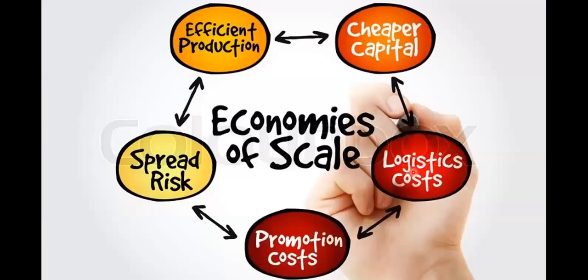What happened there? In economies of scale, you have efficient production, you have cheaper capital, logistic costs, promotion costs, and spread risk, because you're producing a lot of the same, so you don't have a waste. And your whole energy, your whole capital, logistics, everything is going to be focused on a mass production, producción en masa. That's why it's cheaper.